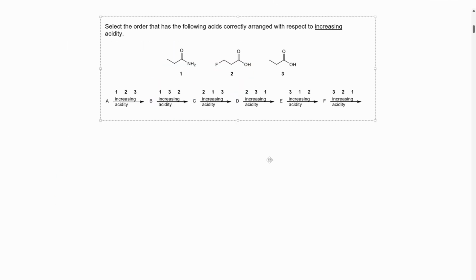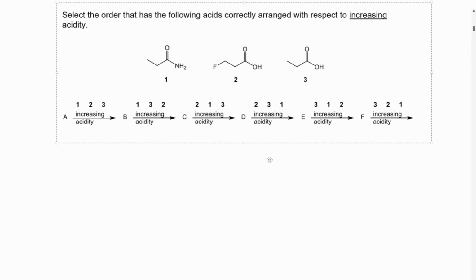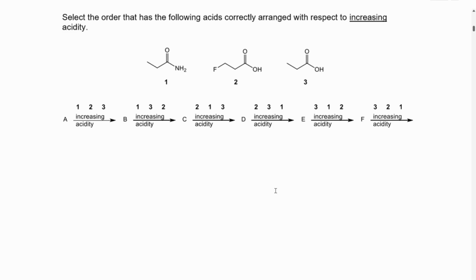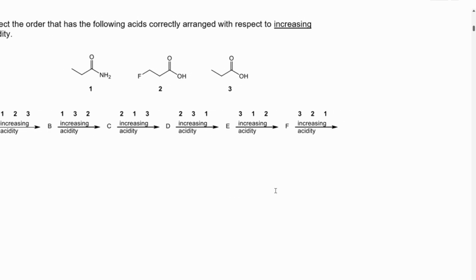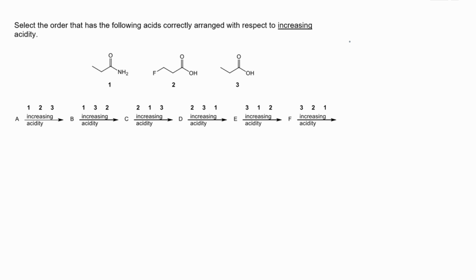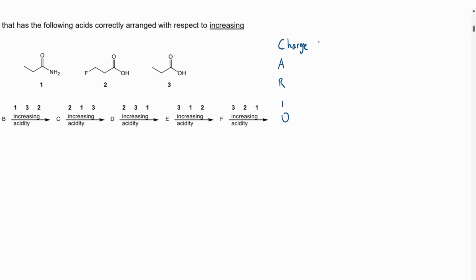Select the order that has the following acids correctly arranged with respect to increasing acidity. So which one is most acidic and which one is the least acidic? Before we start this question, I want to show you this. A mnemonic. It's called ARIO. C stands for charge. Whenever you see a negative or positive charge anywhere on the molecule, it shows you whether it's going to be very acidic or very basic.